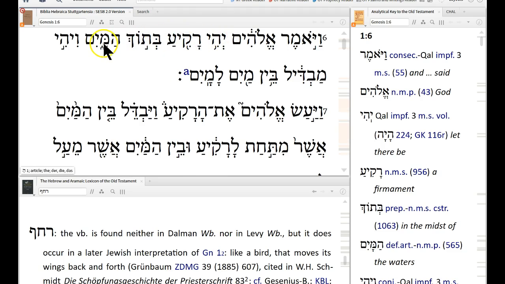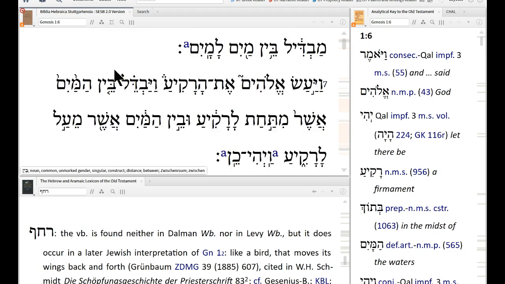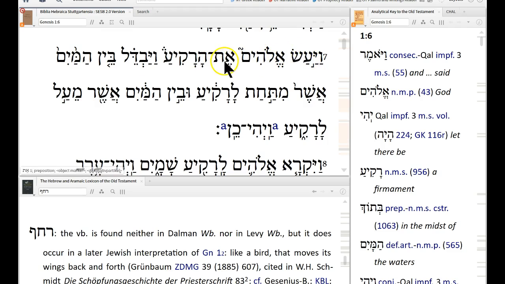Let there be a rakia in the midst of waters, and let it be a Hifil participle. Let it be a thing separating between waters and waters. So this is a jussive paraphrastic, you would call this, where you have a to-be verb and a participle. That's how all the ancient translations do it. Let it be a thing causing separation. Vaya'as Elohim et ha-rakia. We'll read through the whole thing in Hebrew and then explain. Vaya'as Elohim et ha-rakia, vayavdel bein hamayim asher mitachat larakia uvein hamayim asher me'al larakia, vayehi chen.